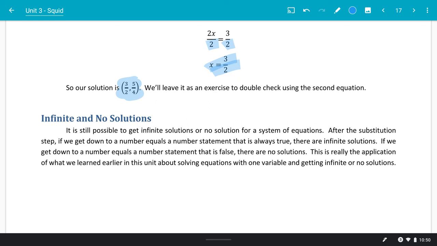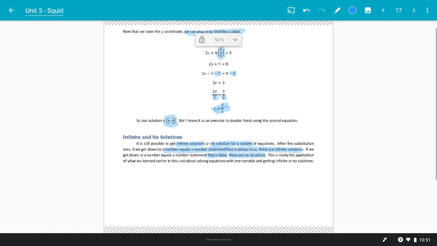Infinite and no solutions. It is still possible to get infinitely many solutions or no solution for a system of equations. After the substitution step, we'll get down to a number equals a number statement. If that is always true, that's infinitely many solutions. If we get down to a number equals a number statement that is false, that's no solution. So that's just like we did in the last chapter. This is really the application of what we learned earlier in this unit about solving equations with one variable and getting infinite or no solutions.